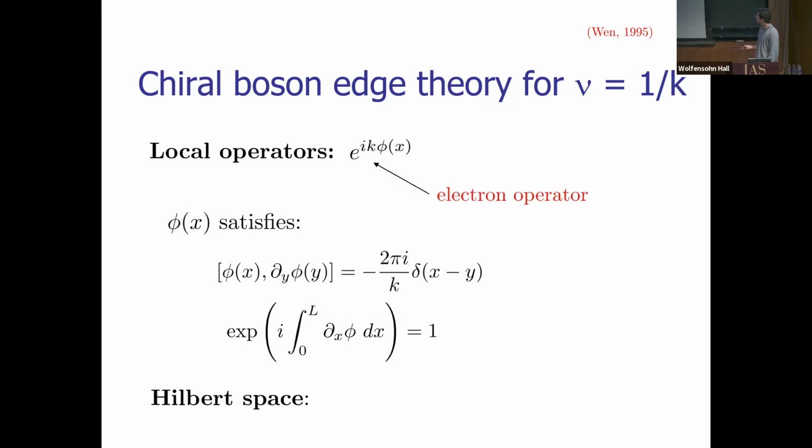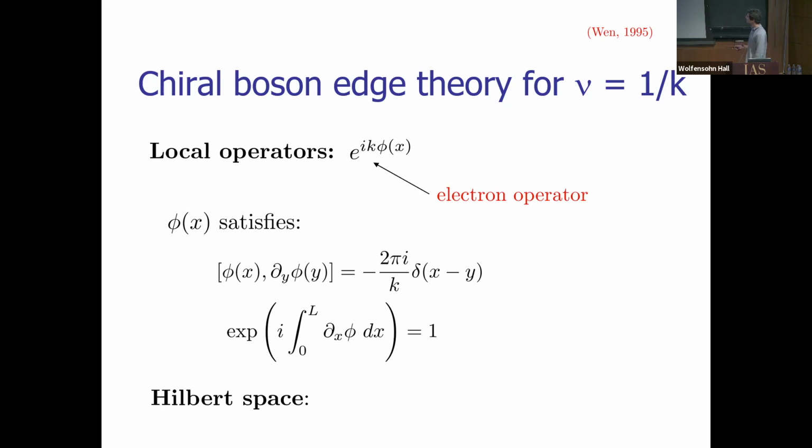Let me start with the local operators. The local operators take this form, at least in the normalization conventions that I'm going to use: e to the i k phi of x, where phi is a field and x here is a one-dimensional coordinate along the edge. These local operators have a simple physical interpretation. These are the electron operators, electron creation or annihilation operator, depending on your convention. And all other local operators can, of course, be built out of the electron operators, by taking products of these operators or taking derivatives, et cetera. So these are the basic local operators. I'm not writing the whole list, just the basic ones from which all other local operators can be constructed.